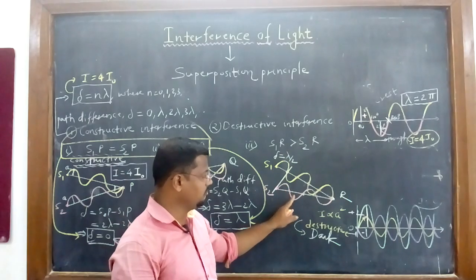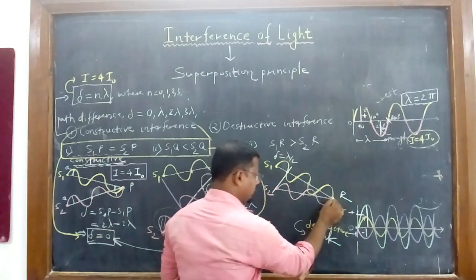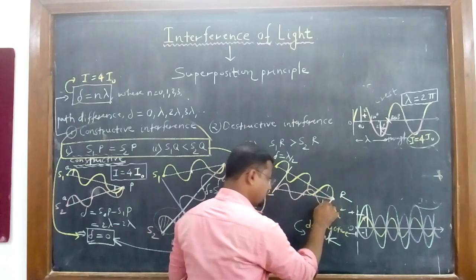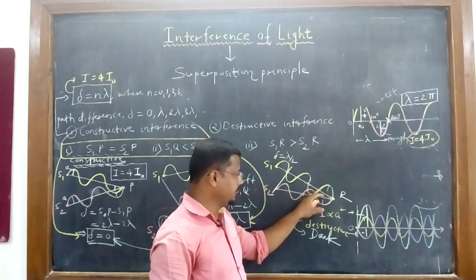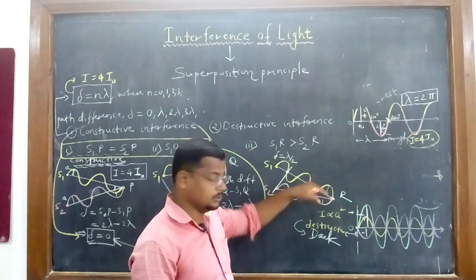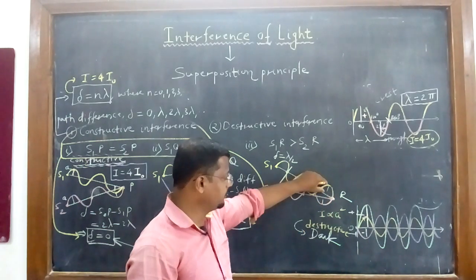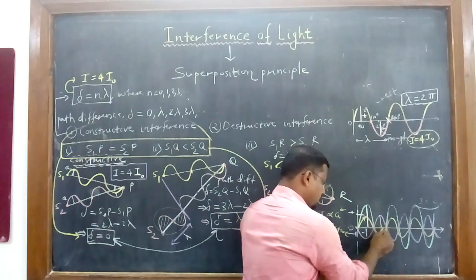Now this diagram is for constructive or destructive interference? You observe at point R. Is the crest of one wave falling on the trough of the other wave? Plus and minus are coinciding at this point. So plus minus is equal to 0. So what is the intensity of light? 0 here. Why? Because the crest is falling on the trough. Same thing happening here. Crest is falling on the trough.